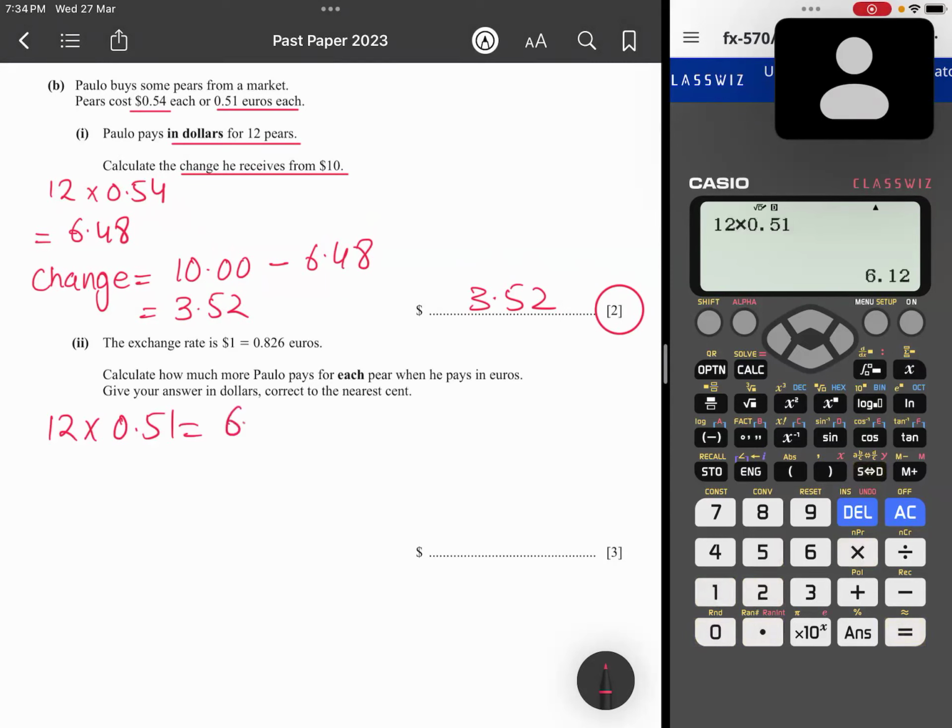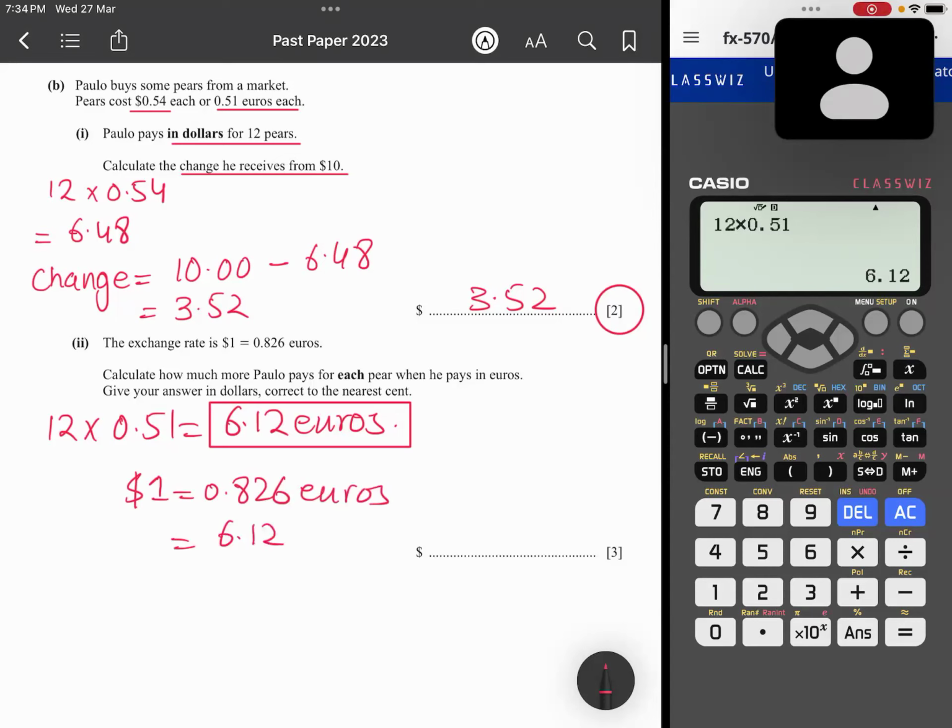It is 6.12 euros. Okay. Now we will convert this 6.12 euros into dollars and see what the difference is, because in dollars he paid $6.48. So convert this, and the scale is that $1 equals 0.826 euros. So 6.12 equals x, cross multiplication.